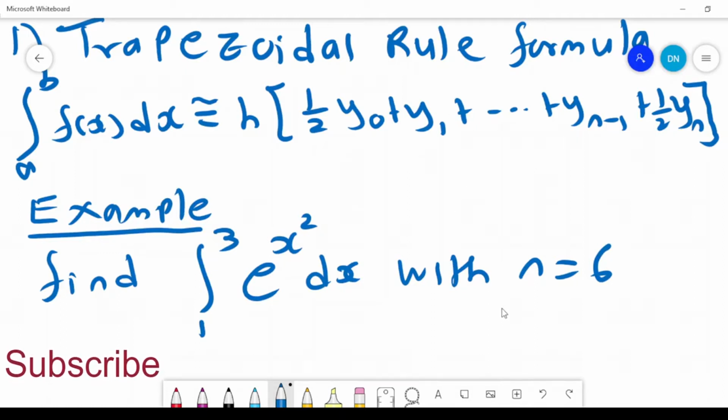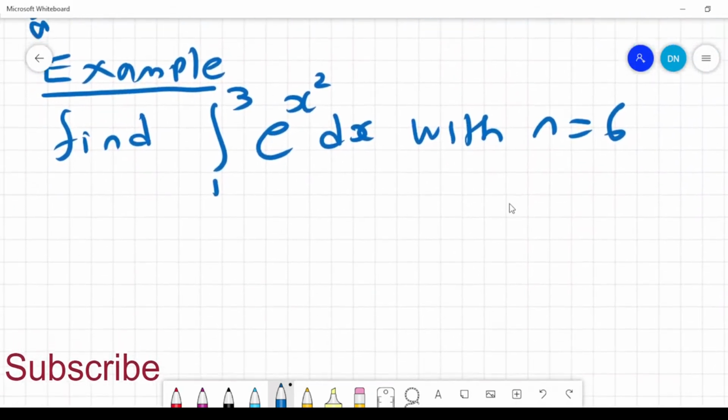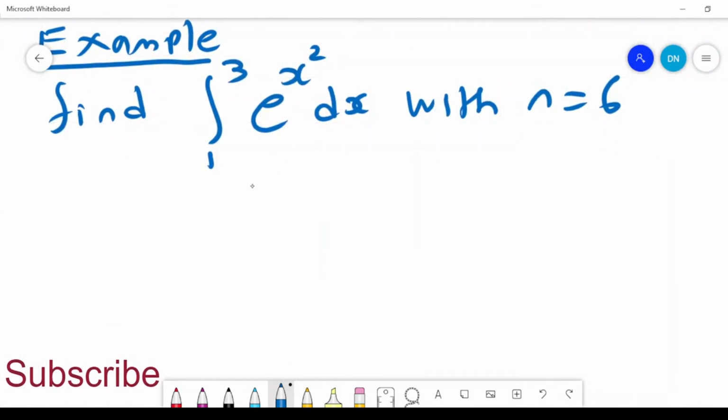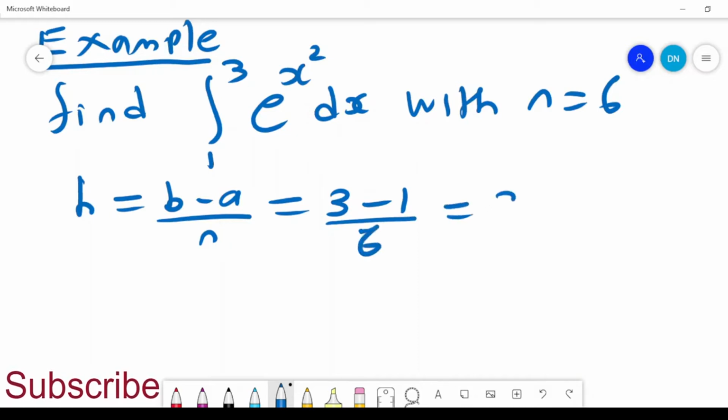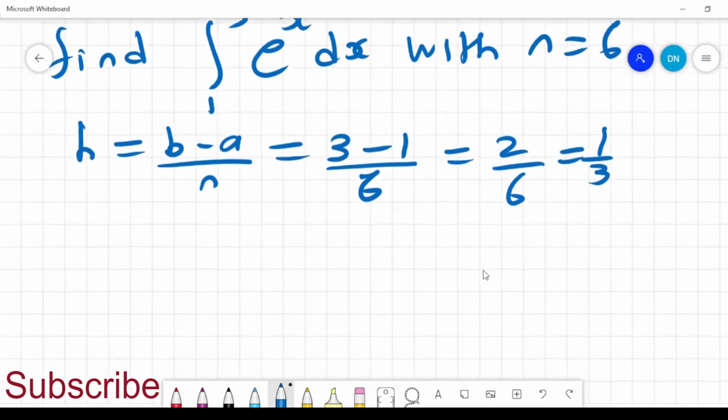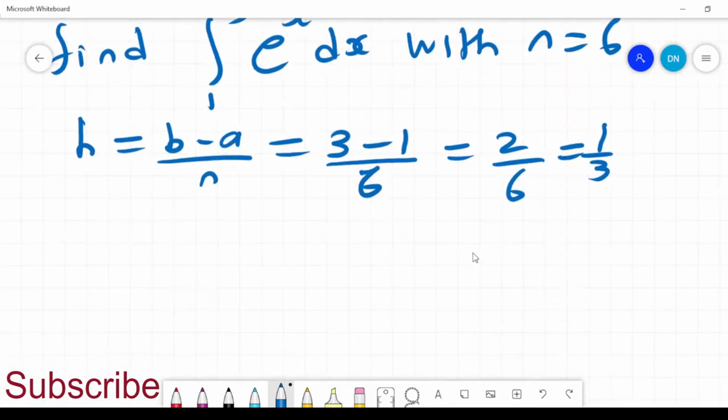So what is involved? The procedure is quite straightforward and simple. The first thing is we need to get h. H is normally given by b minus a divided by n. Our b is 3, minus 1, divided by n, which is 6, which is 2 over 6. And that gives us 1 over 3. So we have gotten h as that.